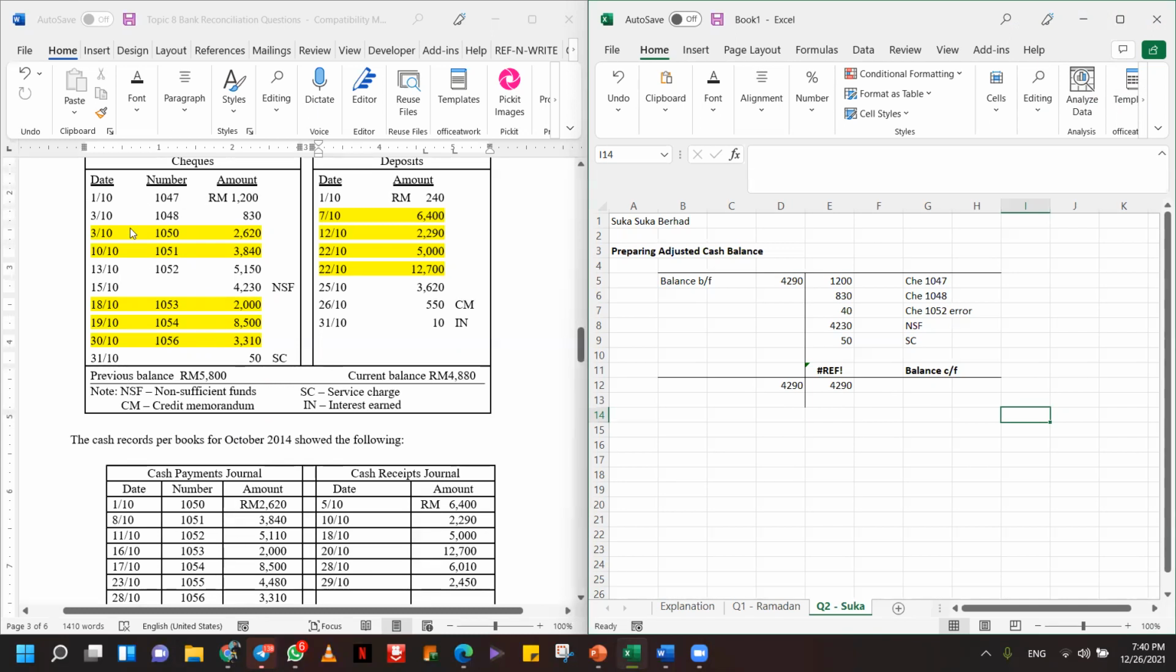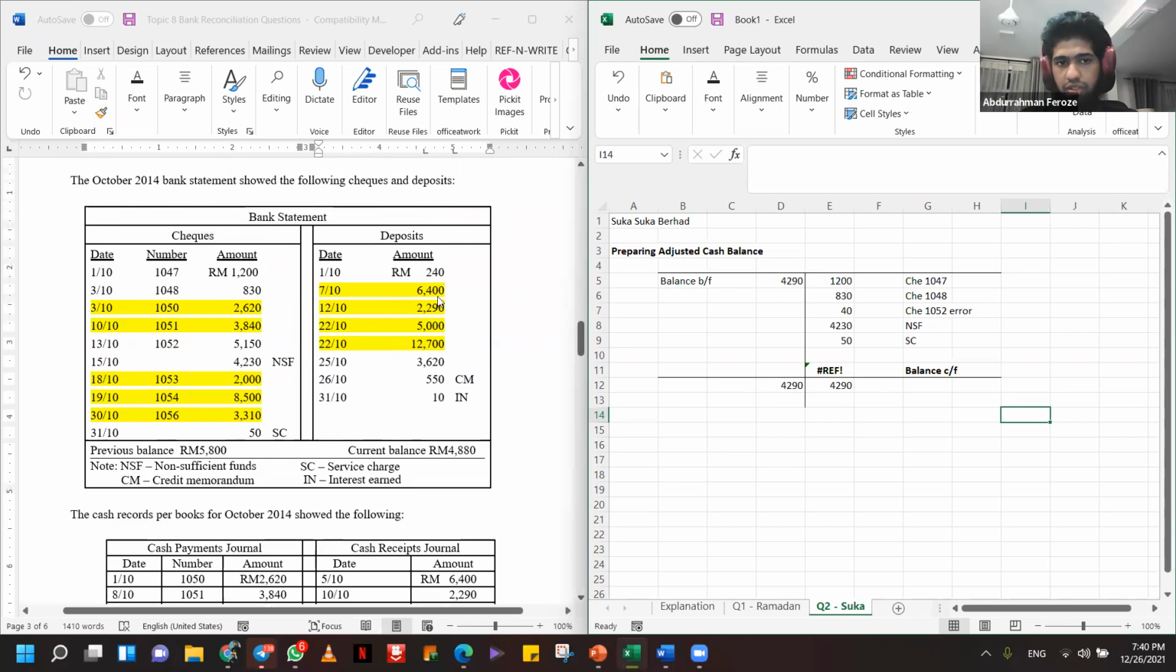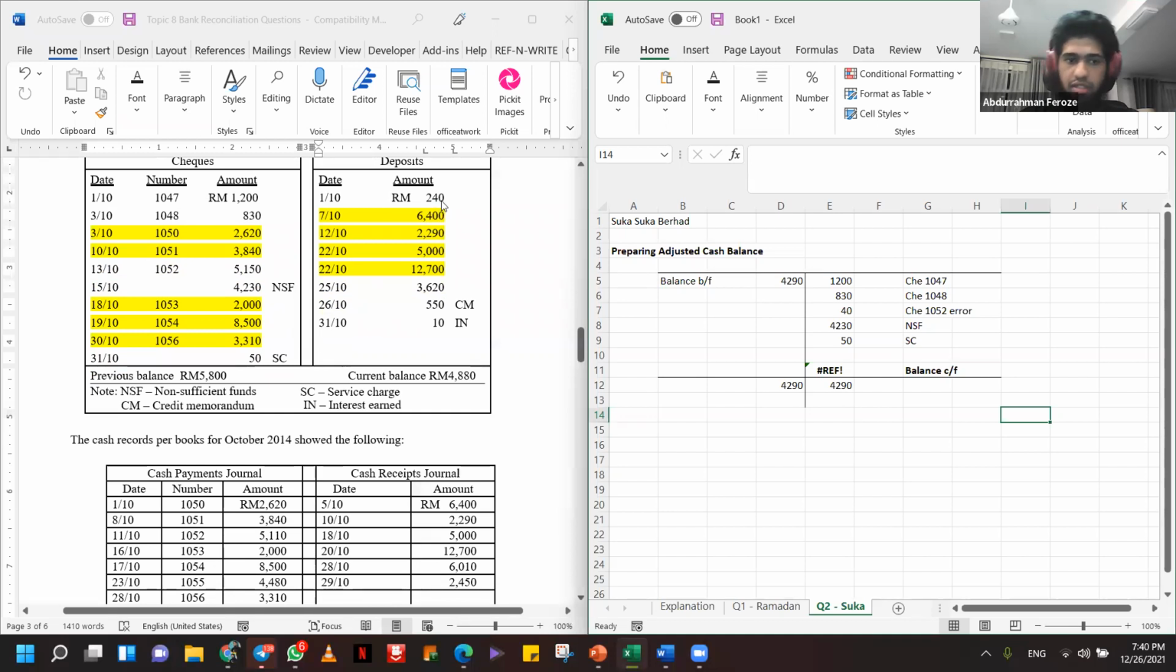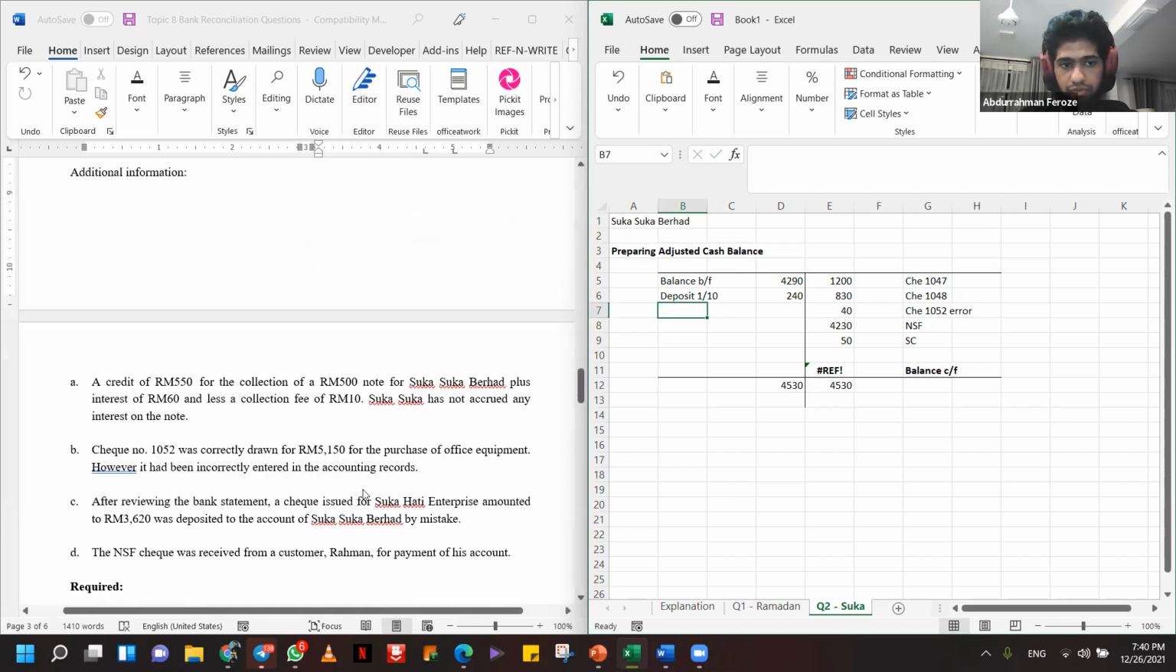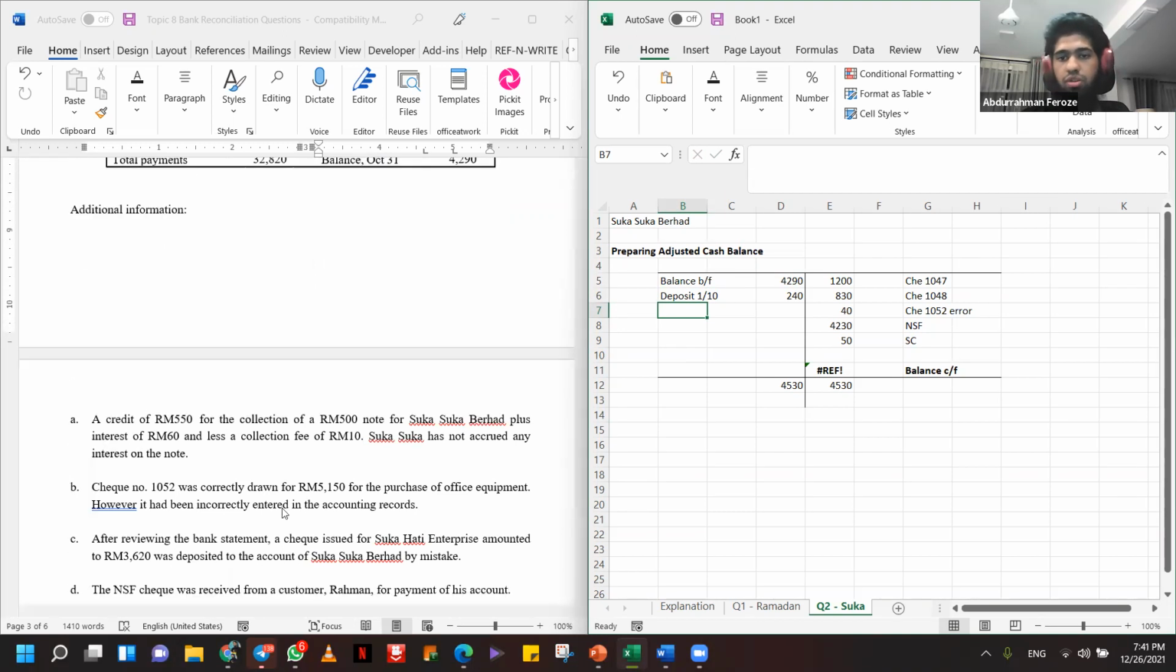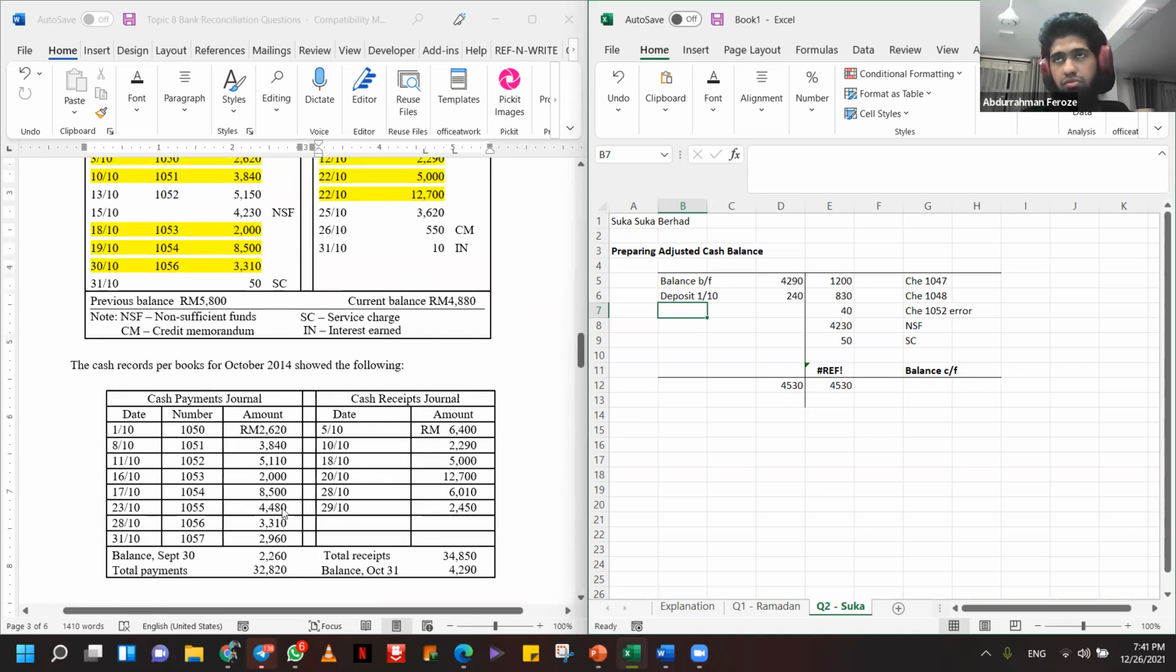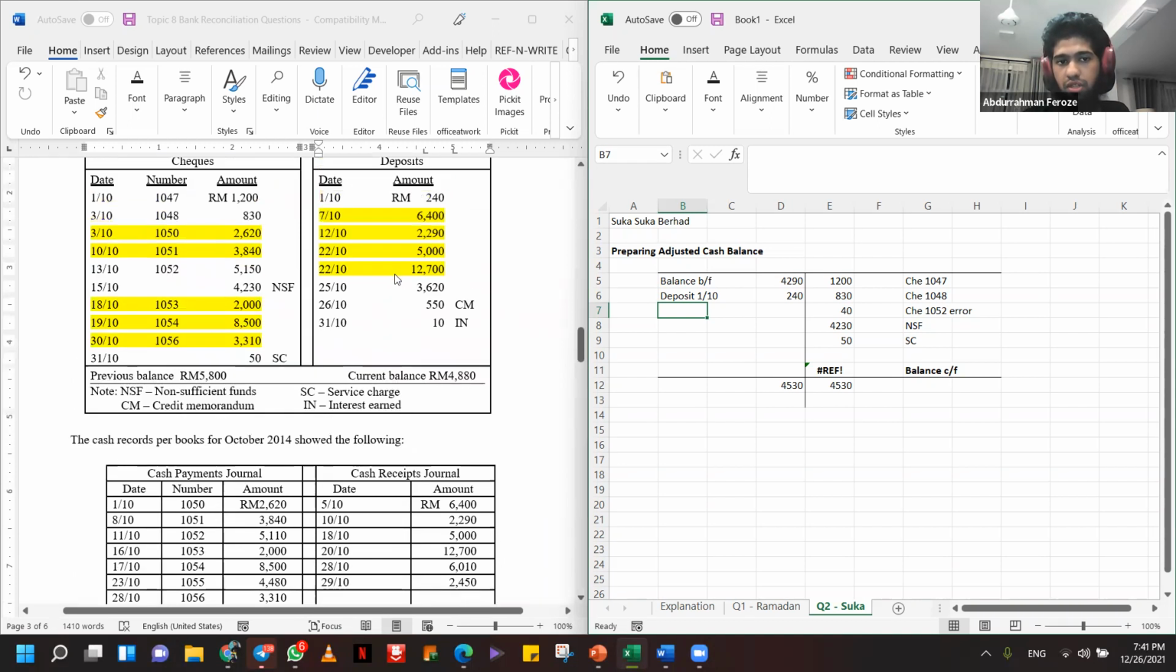So we have taken care of this side. Now moving on to this side, we have a deposit of 240 that was not being shown in the company cash book. So we add it, right? So deposit 110, 240, right? And then these are fine. And then on 25th October, we have a deposit of 3,620. But as it was mentioned here, this is a bank error. And for a bank error, we don't do anything. We don't make the change in the cash book. So we'll leave this for now.